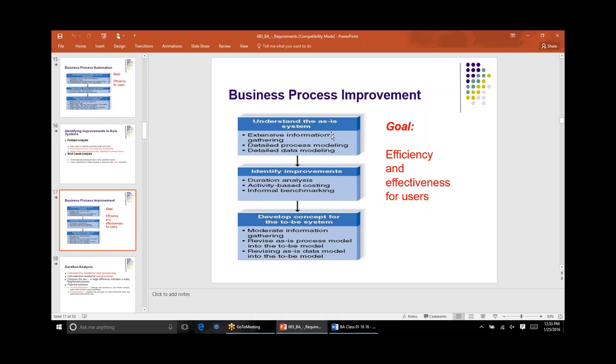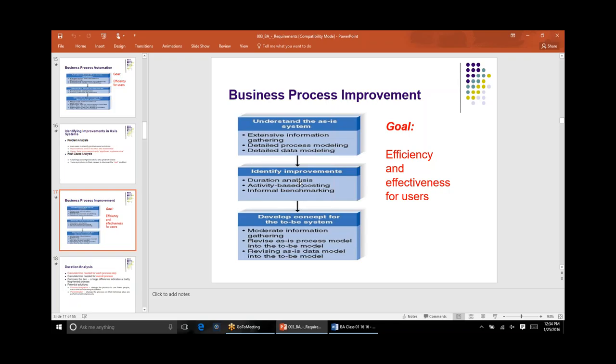In the Agile system, again we identify the current state, we do process modeling, we do data modeling, and we do certain analysis like duration analysis. How long does this process take? The end-to-end cycle is 3 days. How much time does it take to enter the order and deliver? 2 days. How much time does it take to get an order to get the cash? 5 days. Duration analysis.